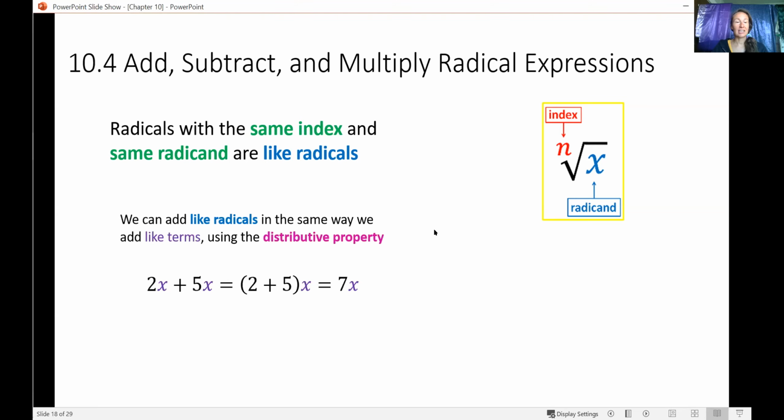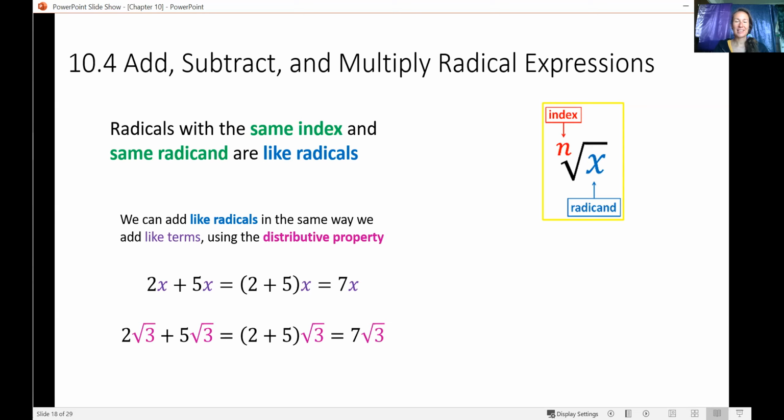We can add like radicals in the same way that we add like terms in algebra, just kind of using the distributive property. So for example, if we have 2x plus 5x, we call those like terms because they both have the same variable raised to the same power. So we use the distributive property to say that there's 2 of these, there's 5 of these, so we add the 2 plus 5 of these things, and we have 7 of those. It's the exact same process with radicals.